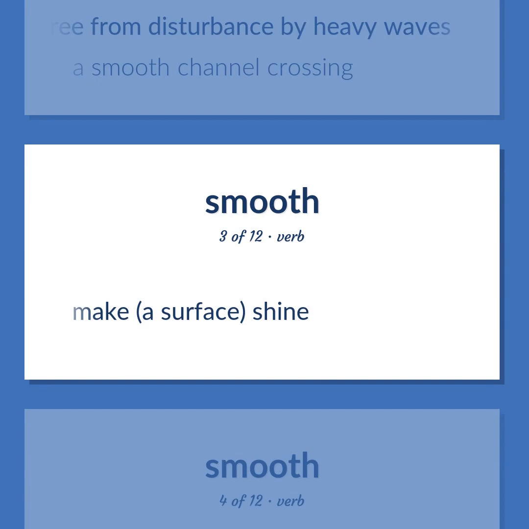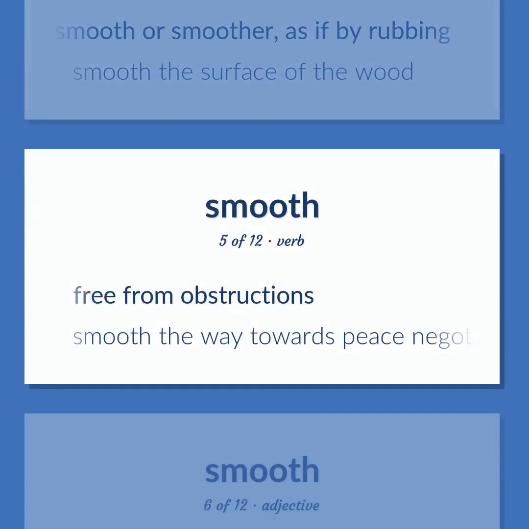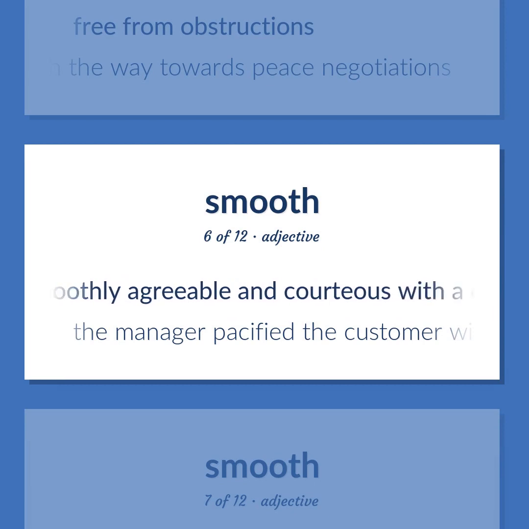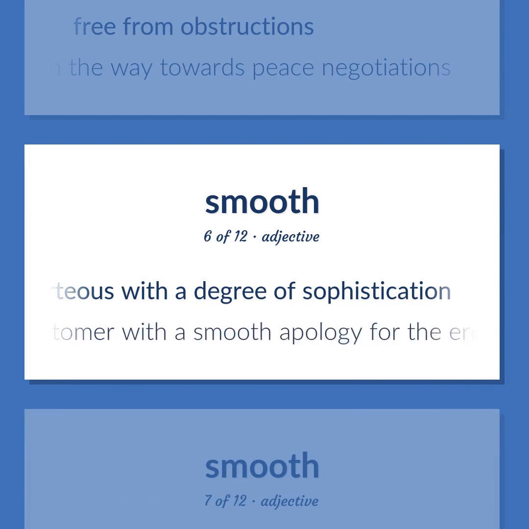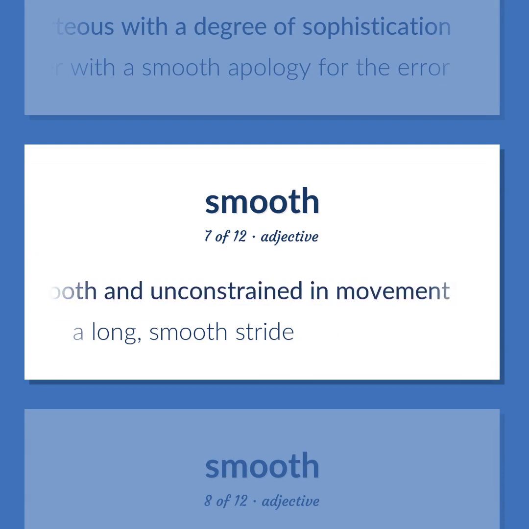Make a surface shine. Make smooth or smoother, as if by rubbing. Smooth the surface of the wood. Free from obstructions. Smooth the way towards peace negotiations. Smoothly agreeable and courteous with a degree of sophistication. The manager pacified the customer with a smooth apology for the error. Smooth and unconstrained in movement. A long, smooth stride.